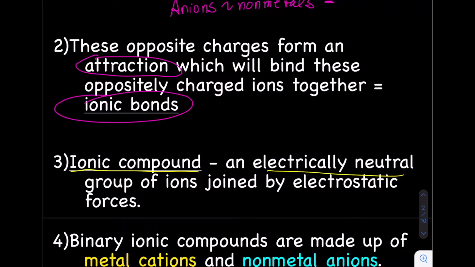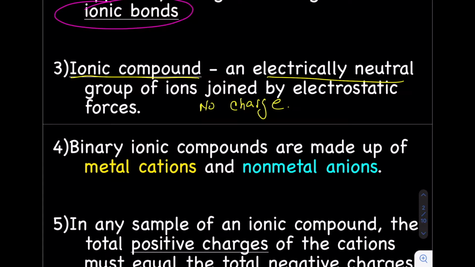So electrically neutral means no charge. Again, we can relate this back to the atom. Remember, the atom is made up of positive protons, neutral neutrons, and negative electrons. We need to have the same number of protons and electrons so that the atom is neutral. The charges cancel out. The same thing happens with an ionic compound. We need to have the same amount of positive cations as negative anions so that the charges cancel out.